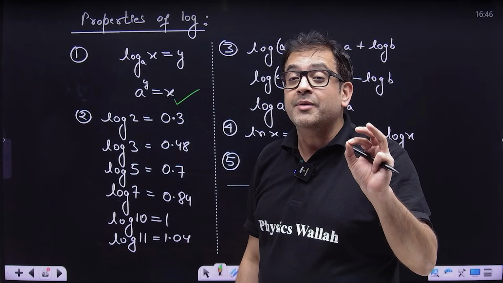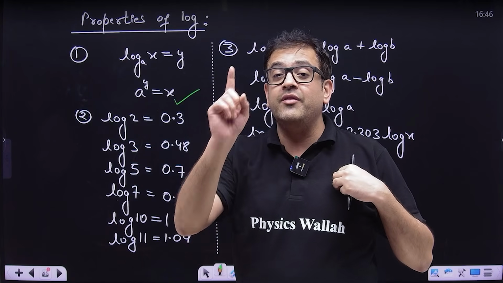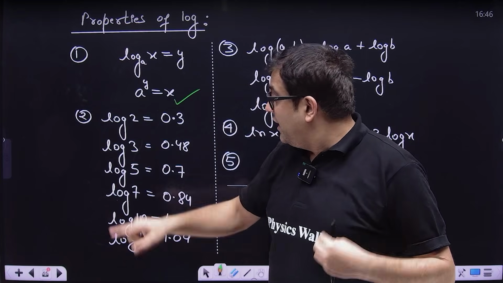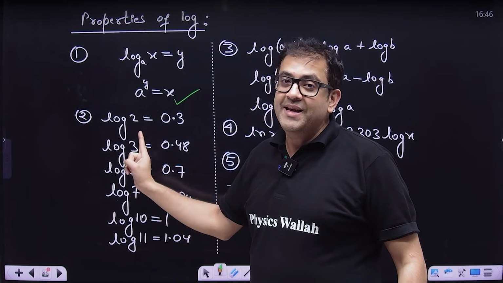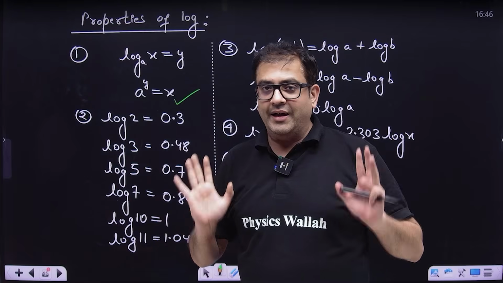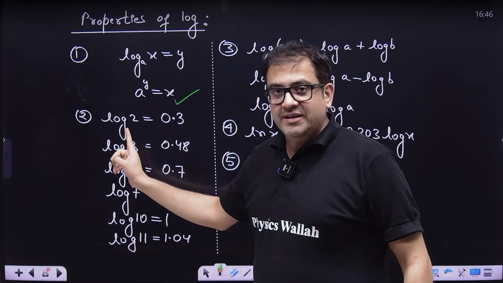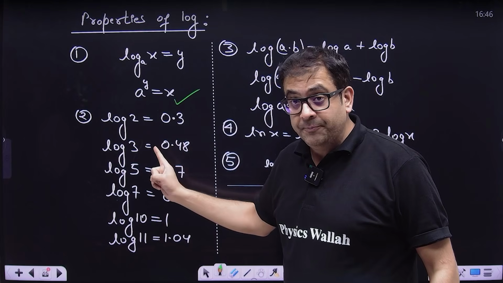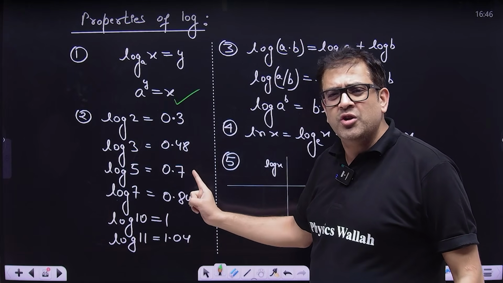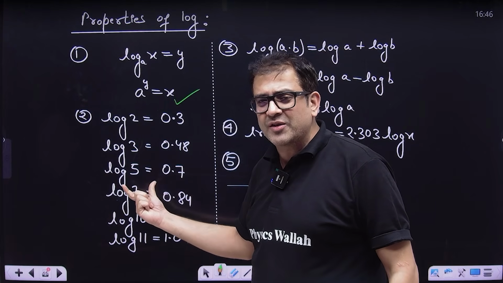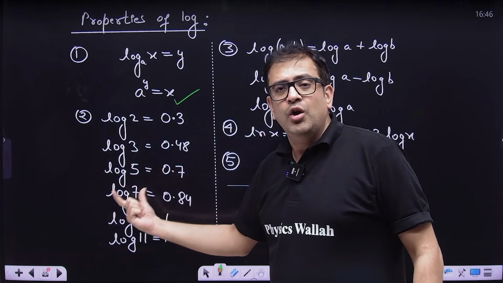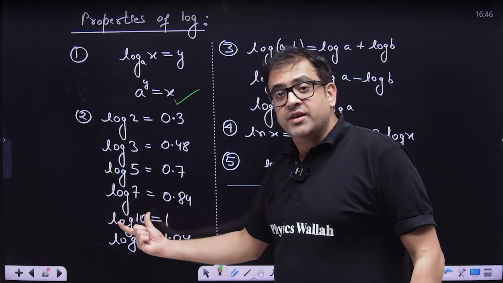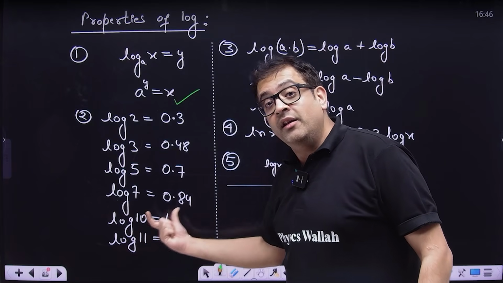what mathematical values are we interested in? We are interested in log to the base 10. Whenever log has a base of 10, it is written as log; the base is not mentioned. If not mentioned, we take it as base 10. So base 10 values we should remember. Prime numbers: log 2 is 0.3, log 3 is almost 0.5, but exactly till 2 places of decimal it is 0.48. Log 5 is approximately 0.7. Log 7 is 0.84.